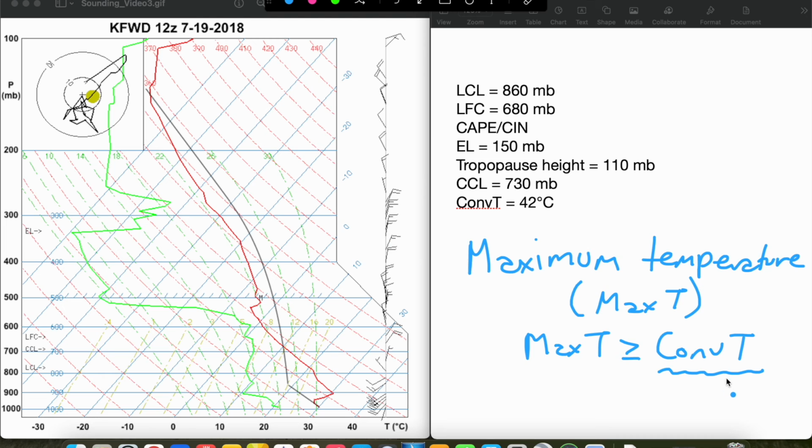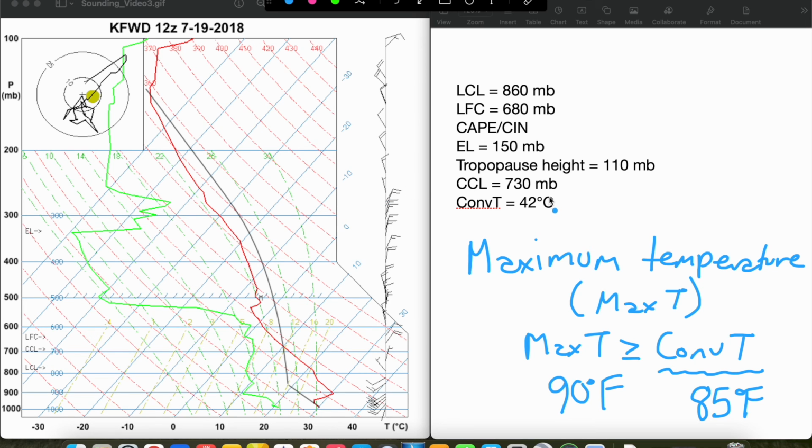So if we can meet or exceed this convective temperature based on what the maximum afternoon high temperature is going to be, then we have a better chance of seeing thunderstorms. So if the convective temperature was, say, 85 degrees Fahrenheit, and our maximum temperature that we gain from the sounding is, say, 90 degrees Fahrenheit, then because that high temperature exceeds this convective temperature, we have a better chance of seeing thunderstorms in the afternoon.